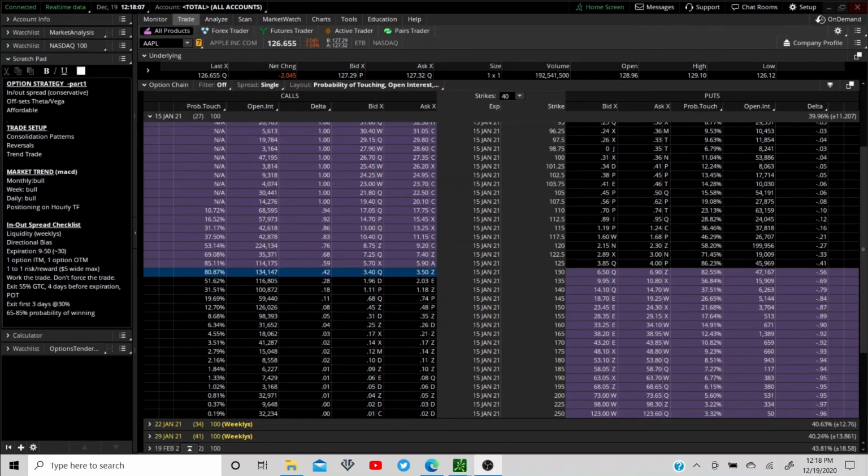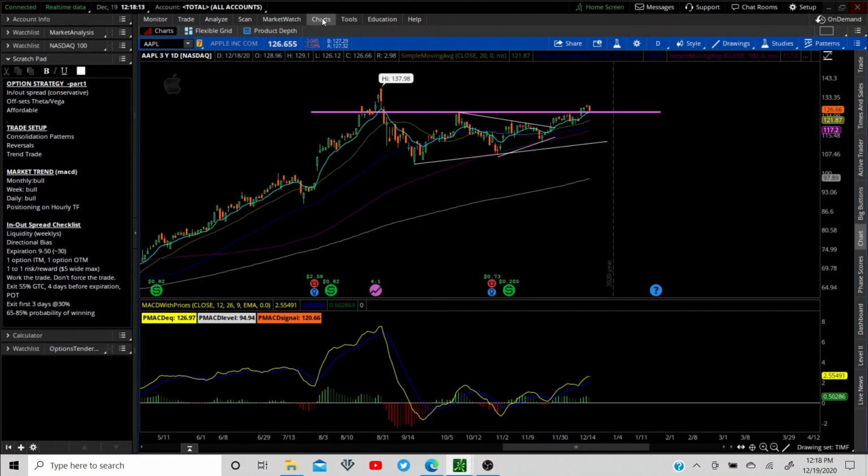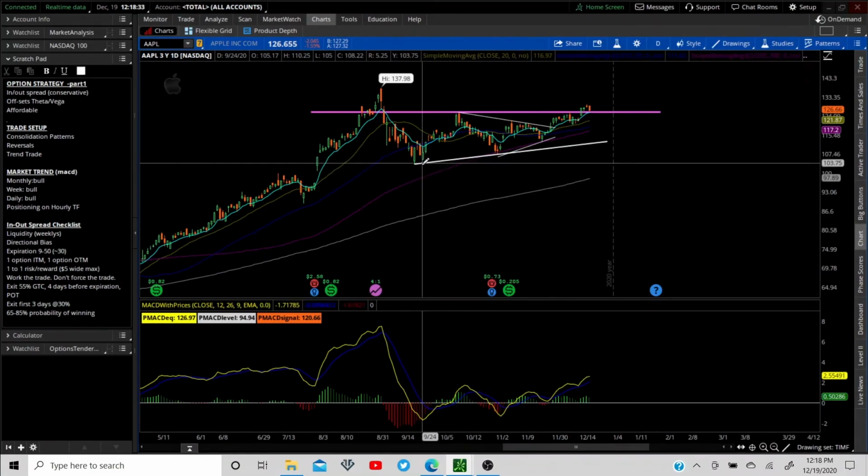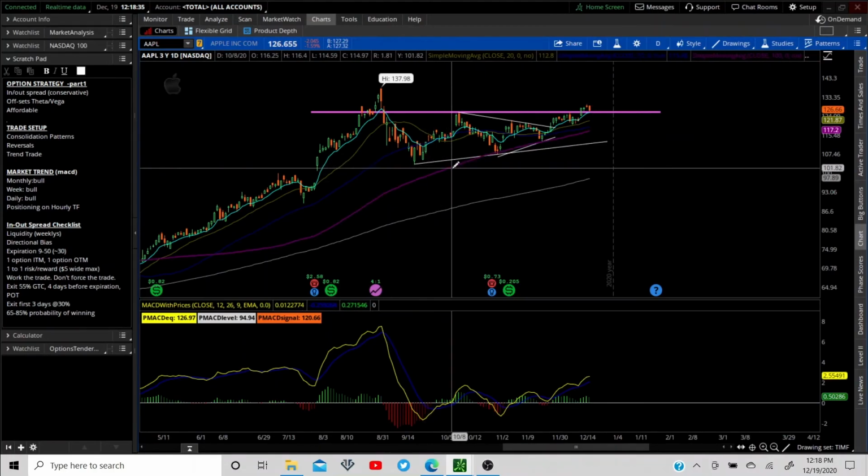The trade setup that I would use this strategy for happens to be one of three, and the first would be the consolidation patterns. So there are many consolidation patterns. There's triangles, there's flags, there's inverse head and shoulders. You can look all of those up. They're available online. But this one in particular, I'm using Apple.